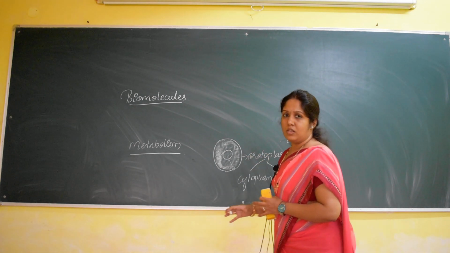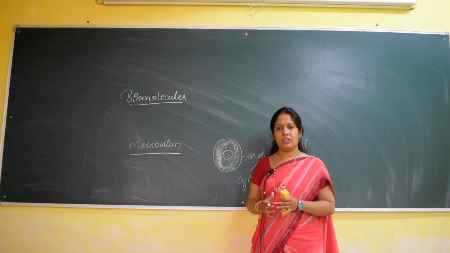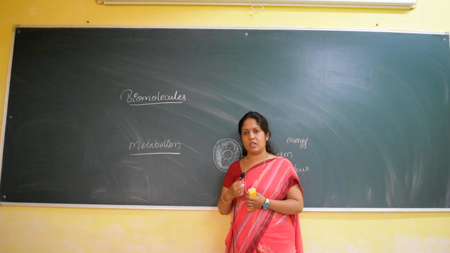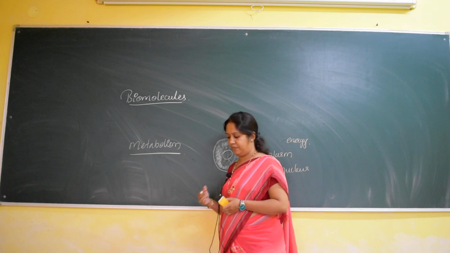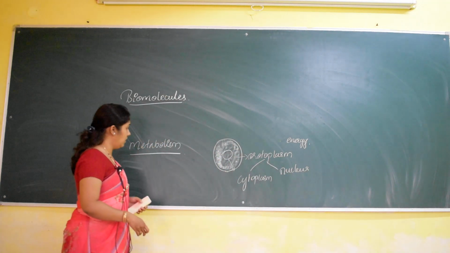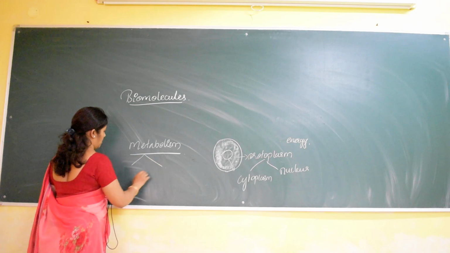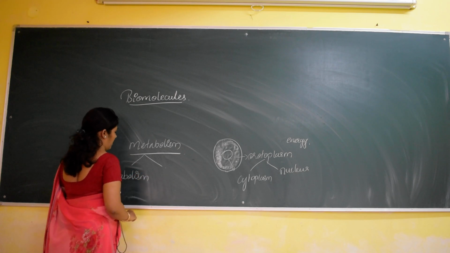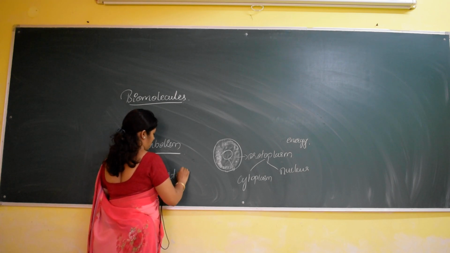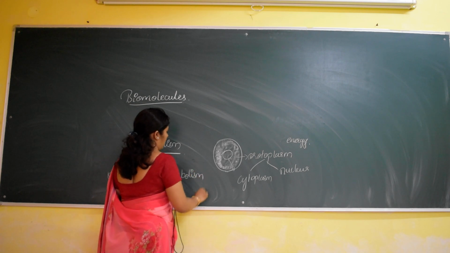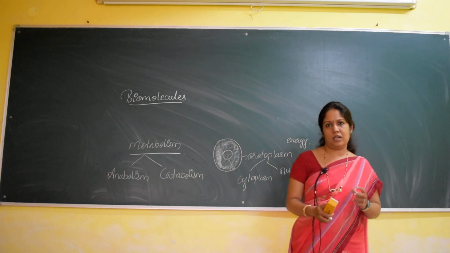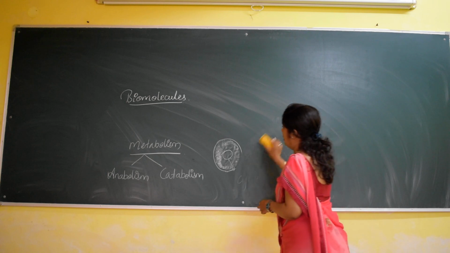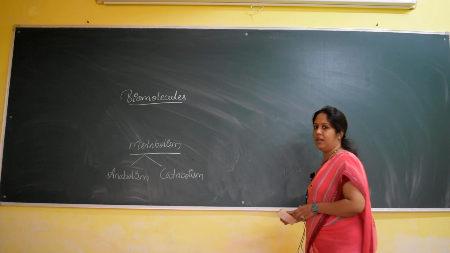Metabolism is an important physiological activity which is carried out in the cell, or you can say in a living system. In metabolism, there are two categories. One is anabolism, another one is catabolism. These are the two important phenomena, anabolism and catabolism.